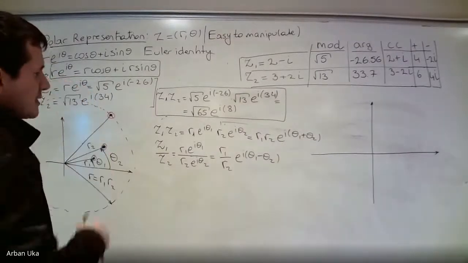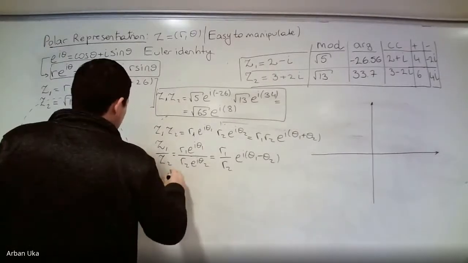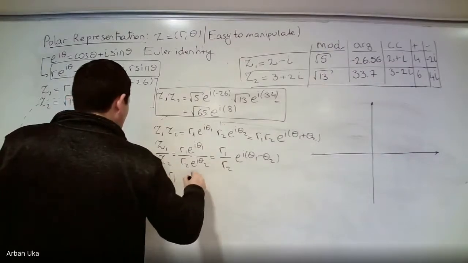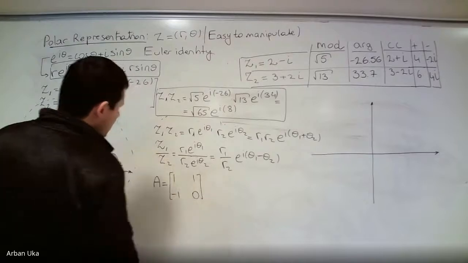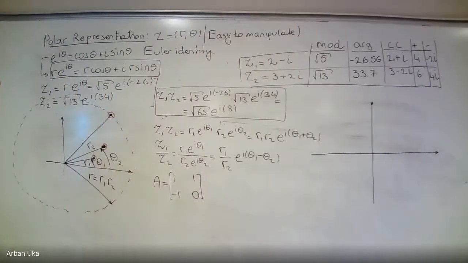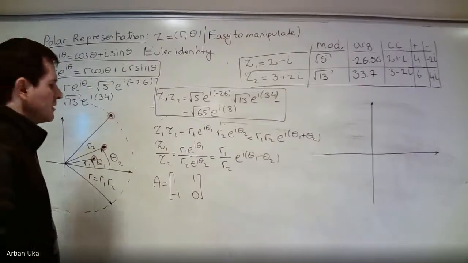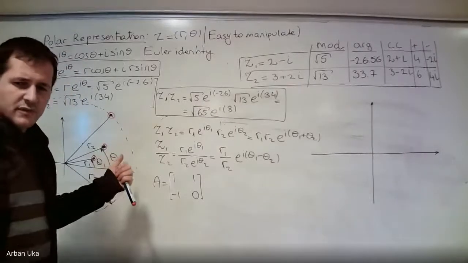Okay. Let's consider a matrix A, and this matrix A is equal to 1, 1, 1, minus 1, 0. So we are skipping for a moment the complex numbers, and let's go back to linear algebra. And let's also remind ourselves once again.